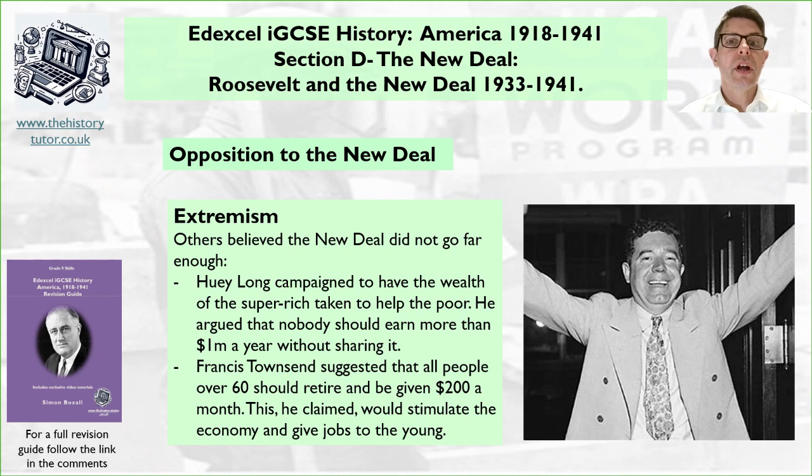Others believe the New Deal did not go far enough. Huey Long campaigned to have the wealth of the super rich taken to help the poor. He argued that nobody should earn more than $1 million a year without sharing it. Francis Townsend suggested that all people over 60 should retire and be given $200 a month. This, he claimed, would stimulate the economy and give jobs to the young.